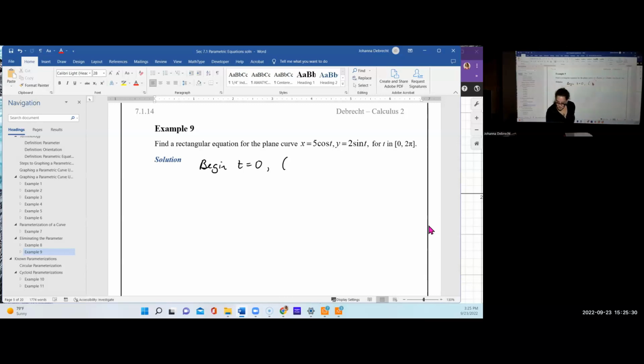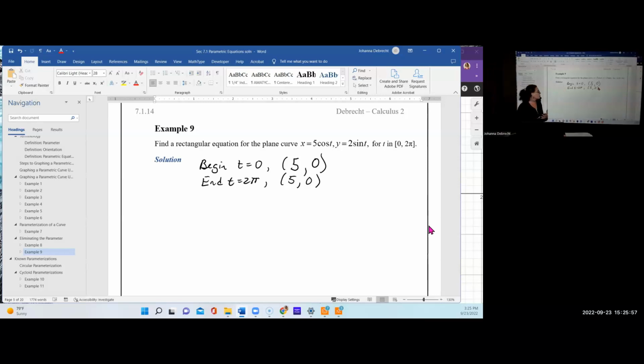And the y value, again, we plug in 0 for t. Sine of 0 is 0, so the y value is 0. So it's starting at 5, 0, and then it's going to end when t equals 2 pi. But 2 pi is a multiple of 0, so it's basically going to come right back around to 5, 0. So whatever it's doing, it comes back to where it started, all right?